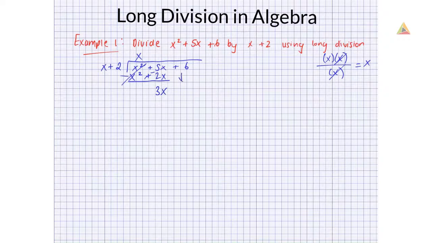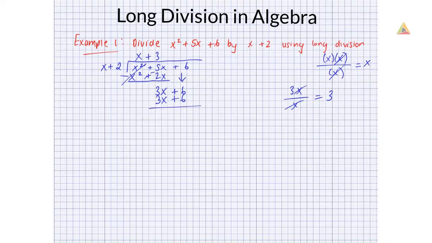Our next step is you're going to bring down the 6, so it's 3x plus 6. What you're going to do at this point is go again, so you're going to divide x into 3x, and I'll just do that over here. So 3x divided by x, they cancel, gives you 3, and it's a plus 3. So you're going to put plus 3 up here. Then what you're going to do, again, is multiply x by 3 and 2 by 3. So x by 3 gives you 3x, and 2 by 3 gives you 6.